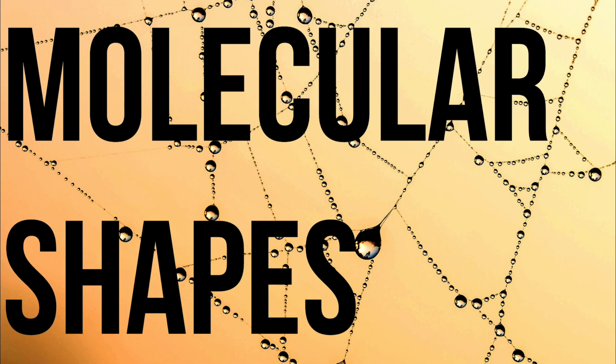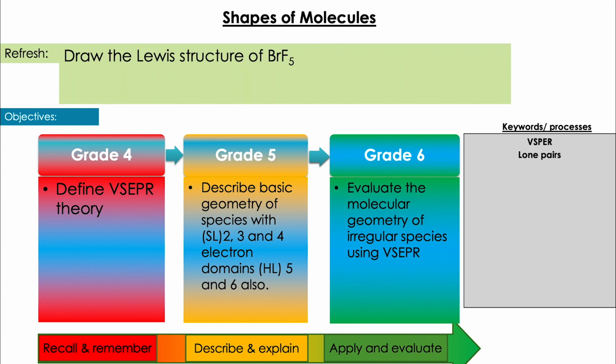In this video, we're going to be carrying on Unit 4, bonding, and we're going to continue looking at covalent structures particularly, and the molecular shapes that these structures form. But as always, we're going to start with a question. So have a go at drawing the structure of BrF5, pause the video and have a go.